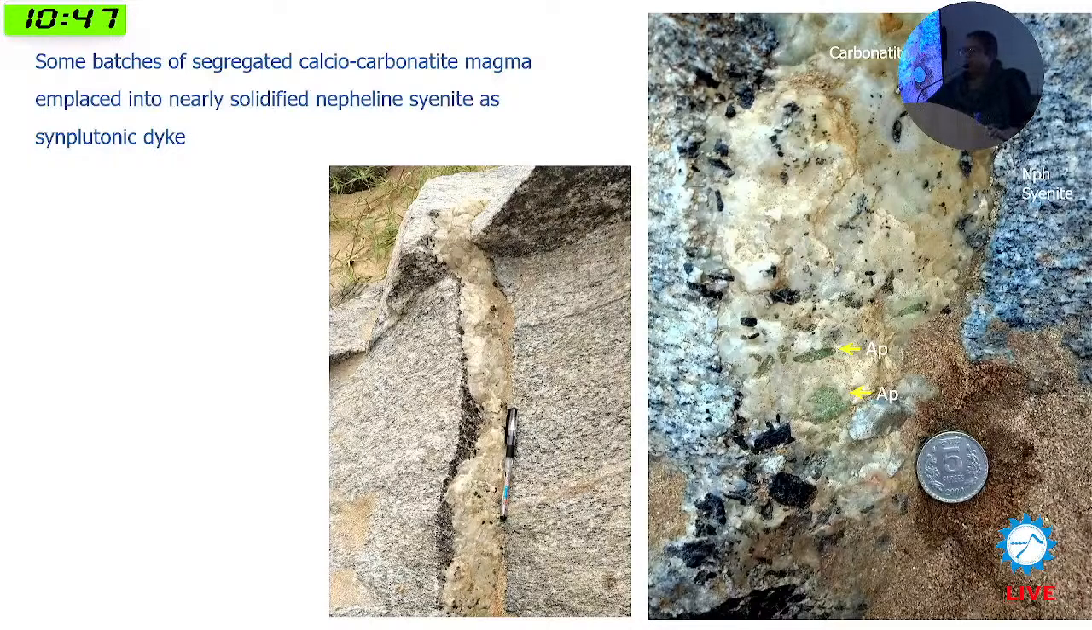Sometimes there also occur small thin dikes, and they show a very sharp contact with their host rock, nepheline syenite. Though they are carrying some fragments, they look like thin plutonic dikes. There is a possibility that they are also carrying some phenocrystic apatite. So most probably these calciocarbonatites are segregated at much deeper depth, transported to the upper level, and intruded within the solidified nepheline syenite, occurring as thin plutonic dikes.